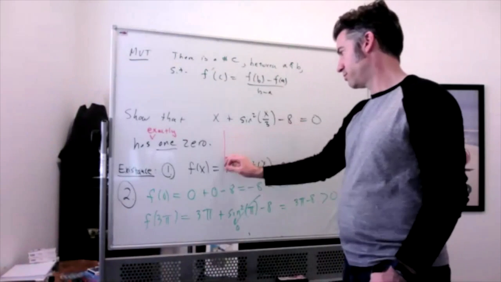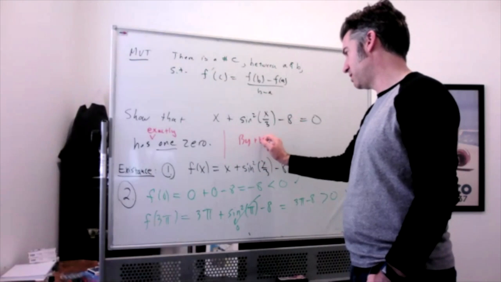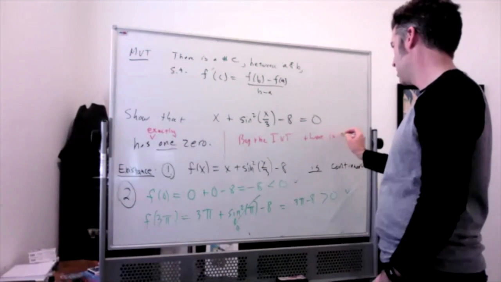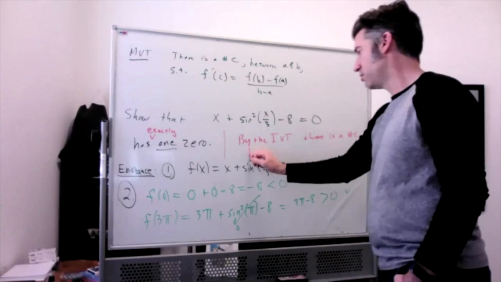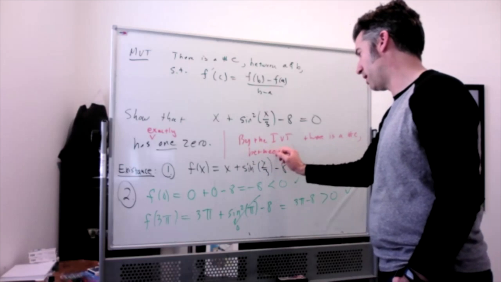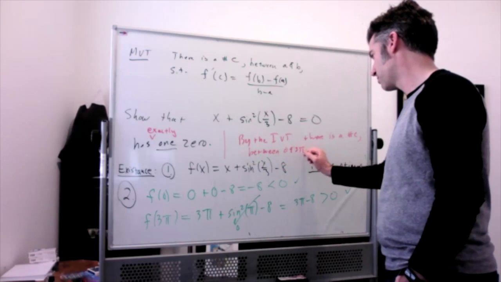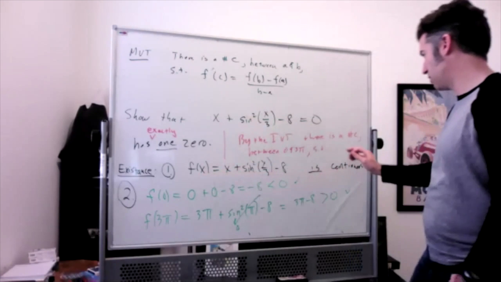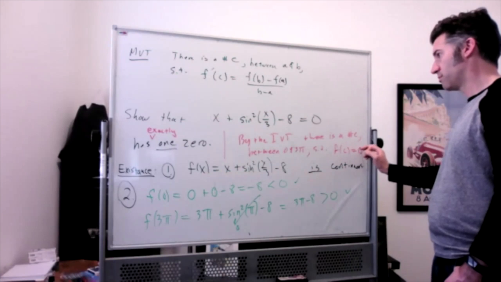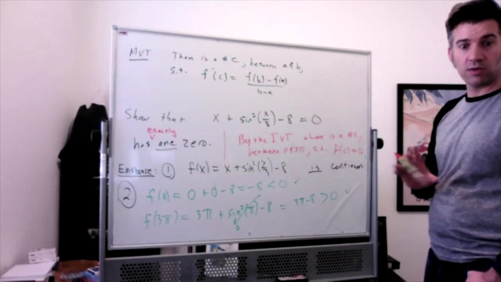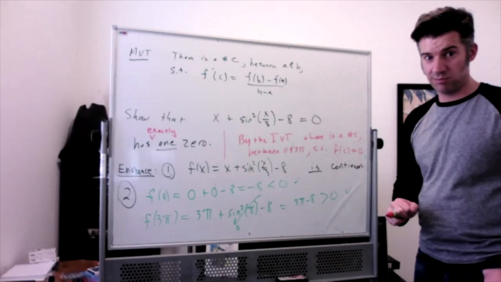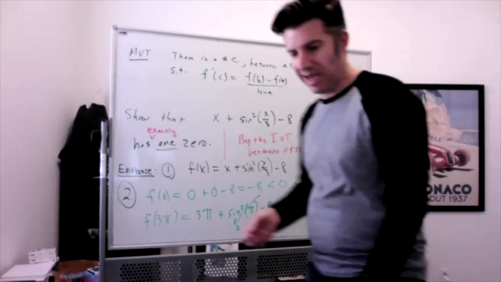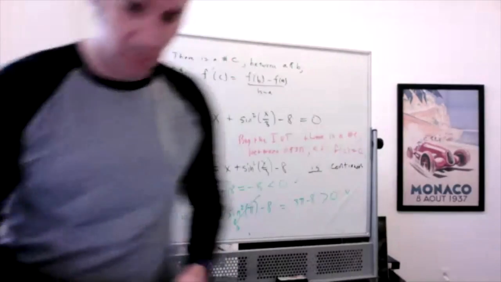So by the IVT, there is a number C between 0 and 3 pi such that f of C is equal to 0. So great, we've shown that there is a solution, but we're not done. We want to show that there is only one solution. Like Highlander, there can be only one.